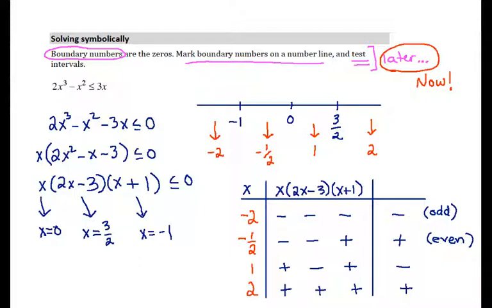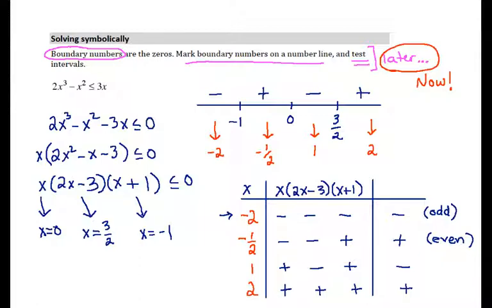So now I'm going to transfer these signs over to my number line. First, looking at -2, I can see I came up with a sign of negative, so I'm going to put negative in this first interval. I can see that they alternate signs each time. So I'll go ahead and follow that pattern and alternate signs each time.